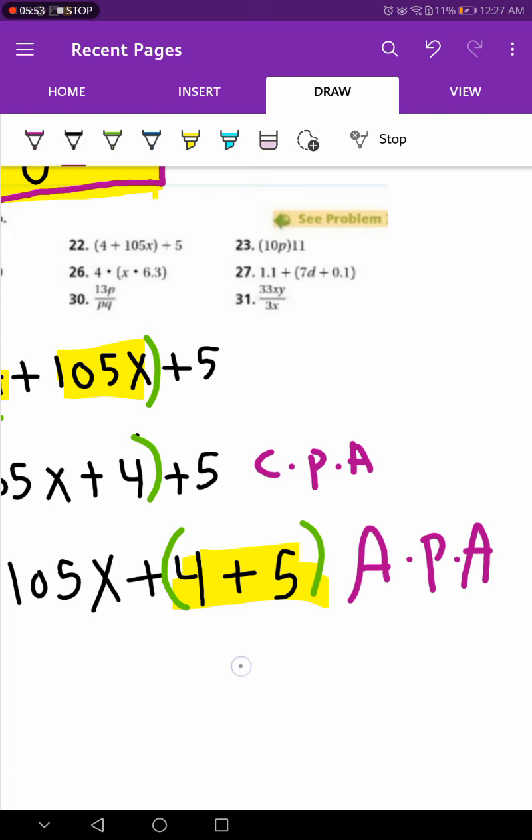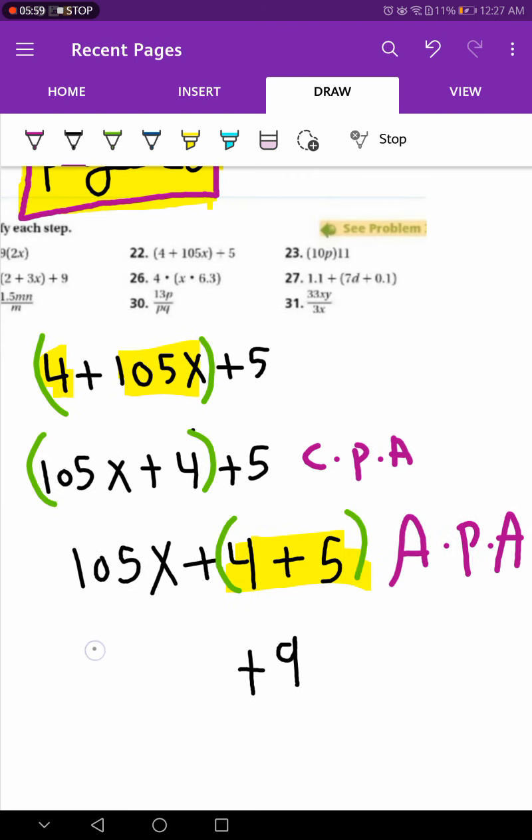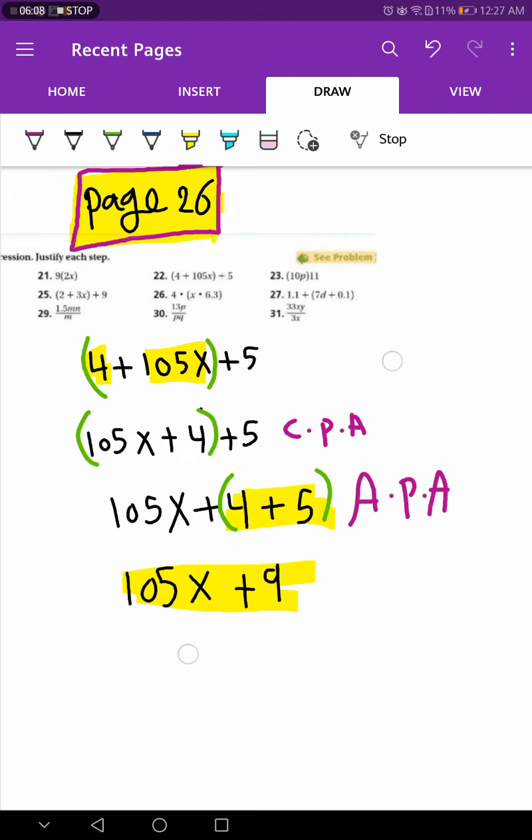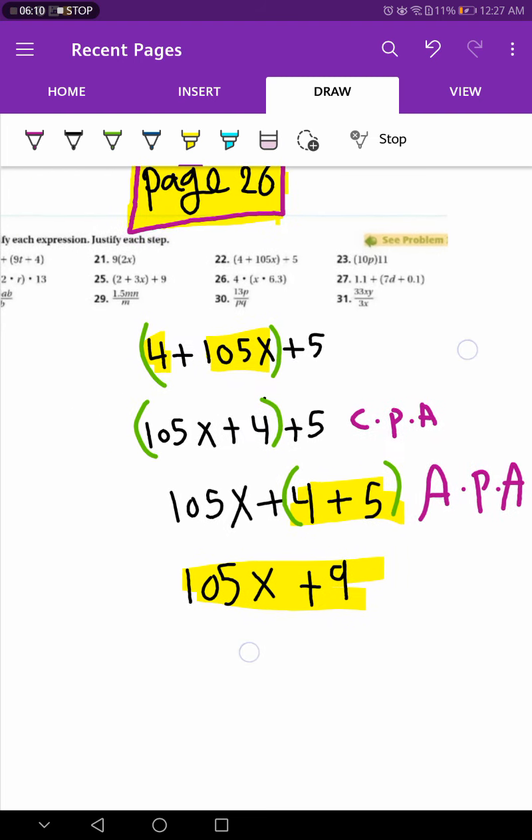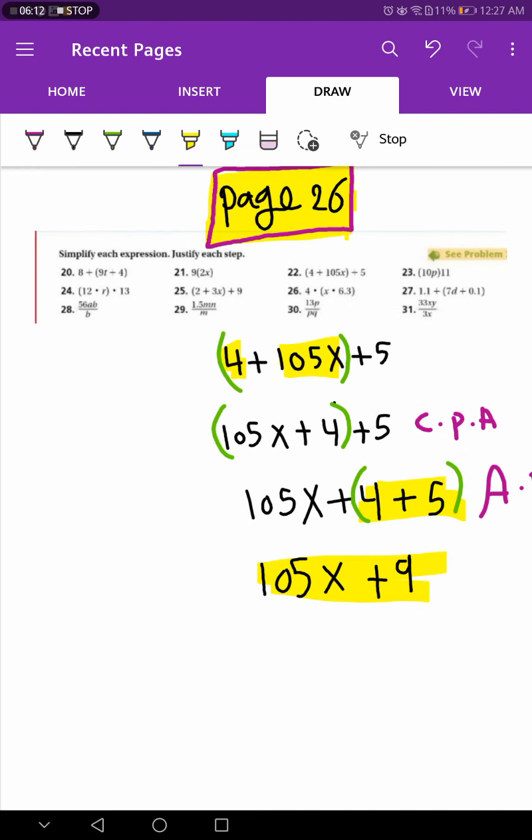4 plus 5 equal 9 plus 105x. This is the expression in the simplest form. Okay, my dear students, we have more time. I will take 24.